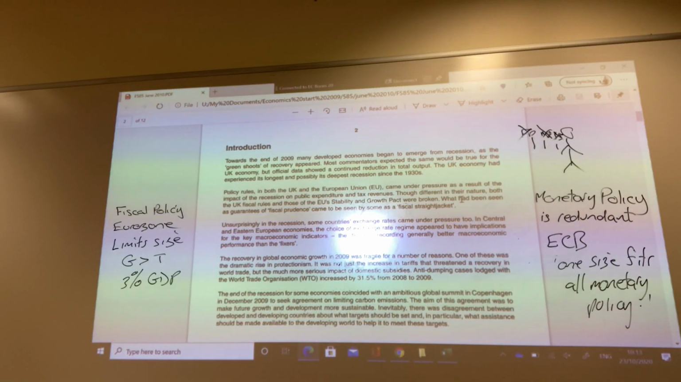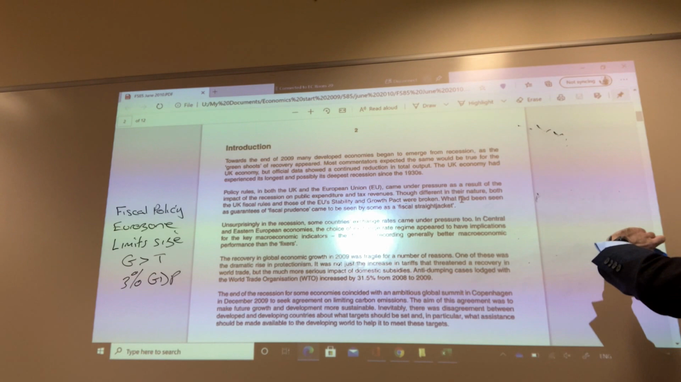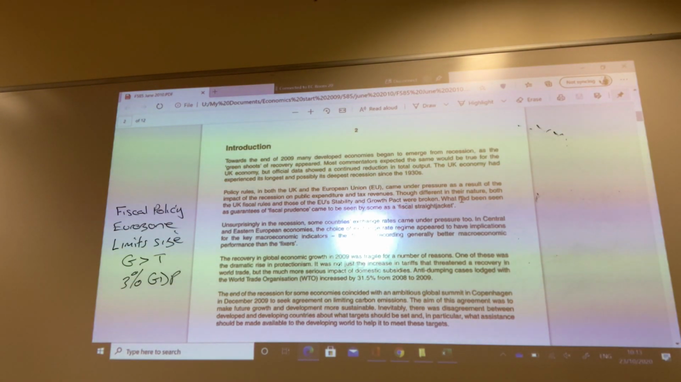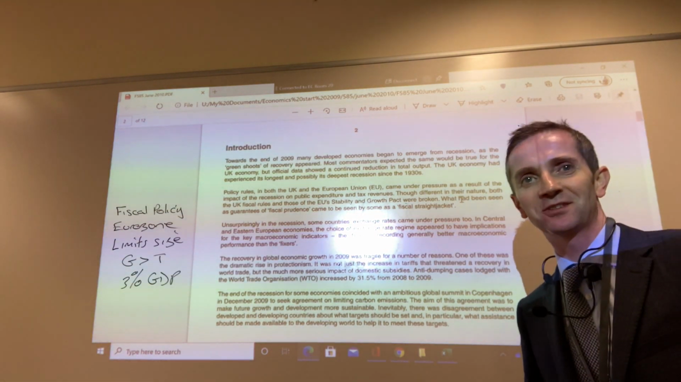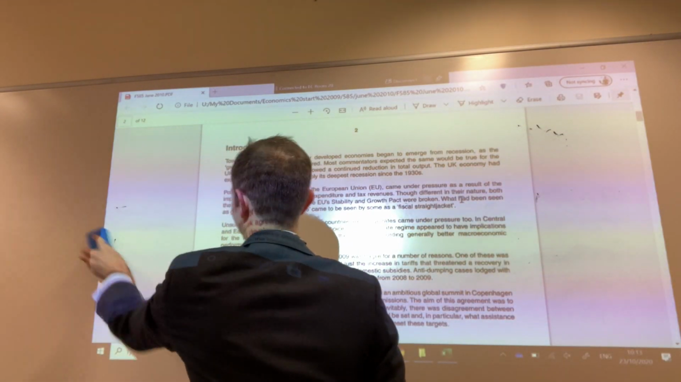Paragraph 3, what have you highlighted as the key points? Some countries' exchange rates came under pressure. Right, love it. Exchange rates, don't you? Love it. Megan? Excellent.